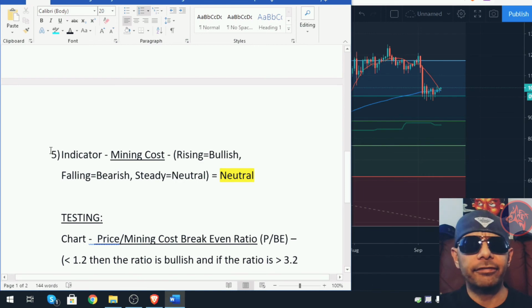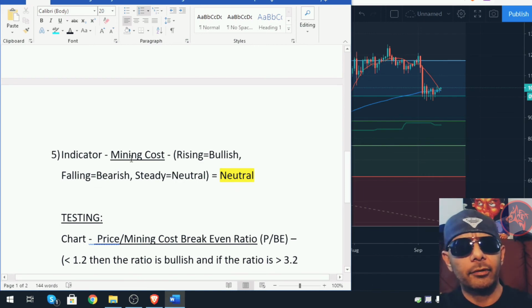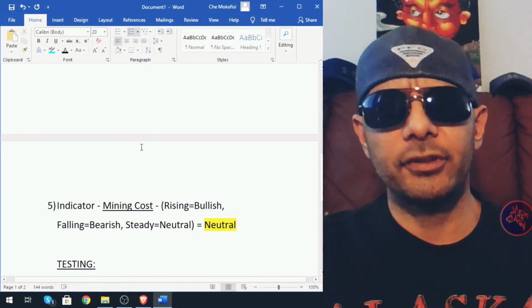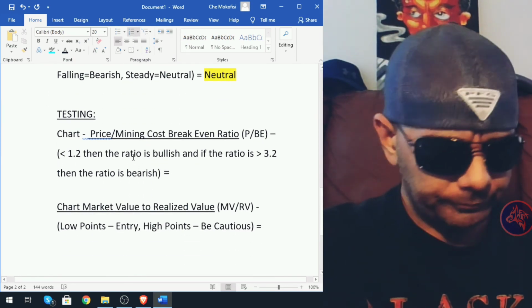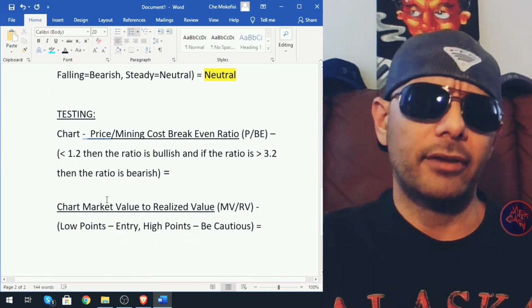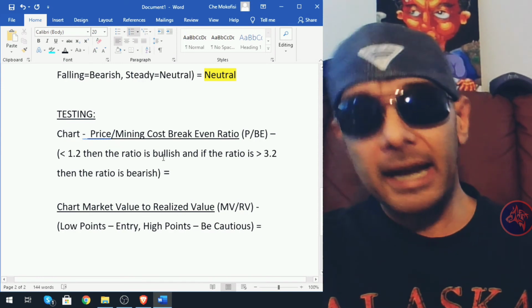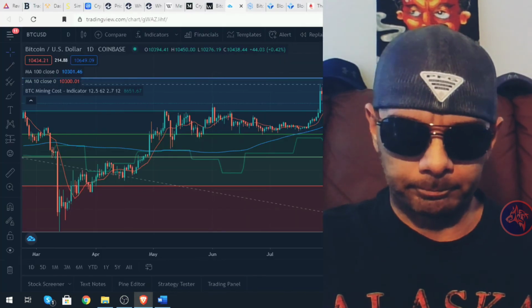So again, those are the 5 that I use, okay? That I want to show you everybody, that's actually what I use in this market. And then I have testing. All right, I test. Right now, I'm testing the price mining cost break-even ratio.